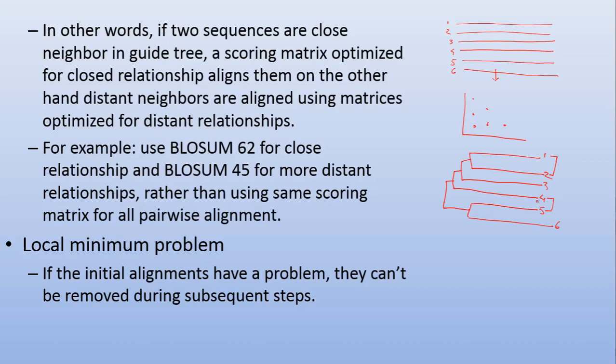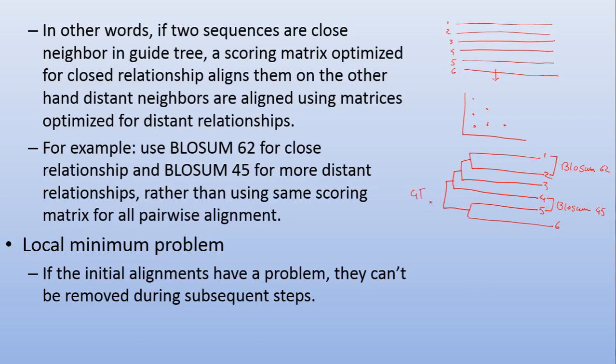So we have different sets of scoring matrices to do this job. For example, you can use BLOSUM 62 to align sequences 1 and 2, because they are found to be closely related. On the other hand, you can use BLOSUM 45, because you know that these two sequences are divergent and are distant neighbors in your guide tree as such.